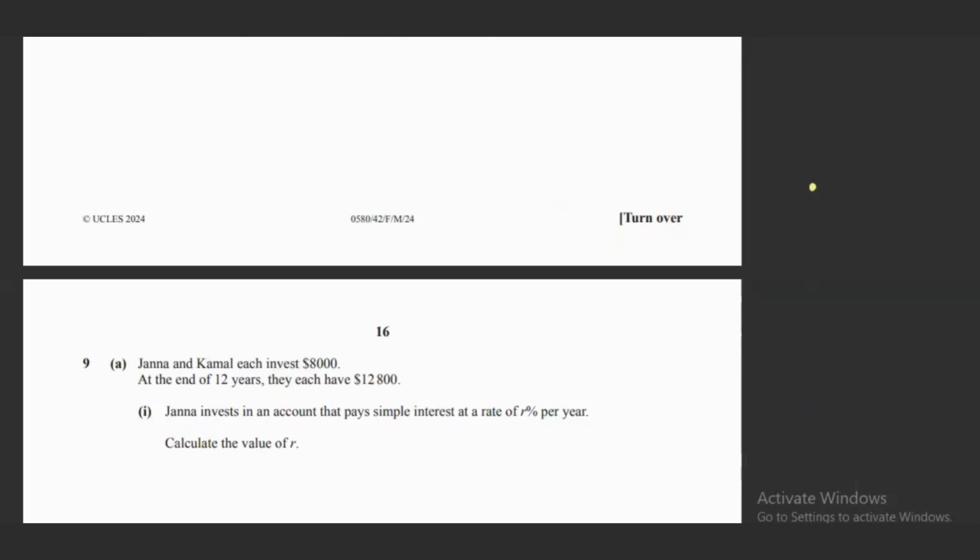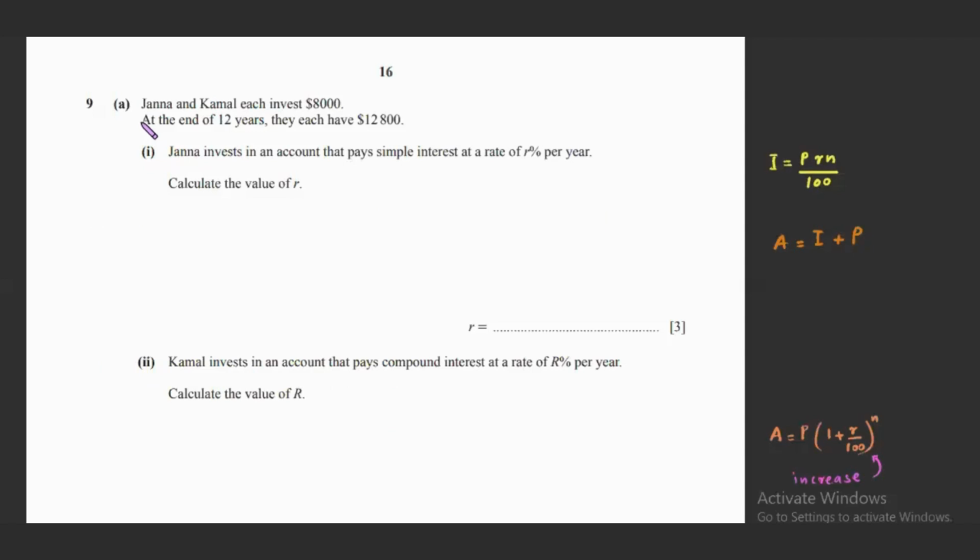Let's move on to the next question, which is question 9. Jana and Kamal each invest $8,000. At the end of 12 years, they each have $12,800. Jana invests in an account that pays simple interest at a rate of R% per year, and we need to calculate what this R is.